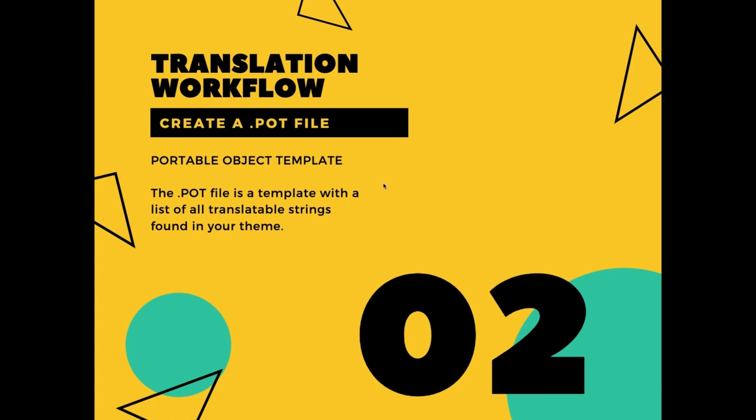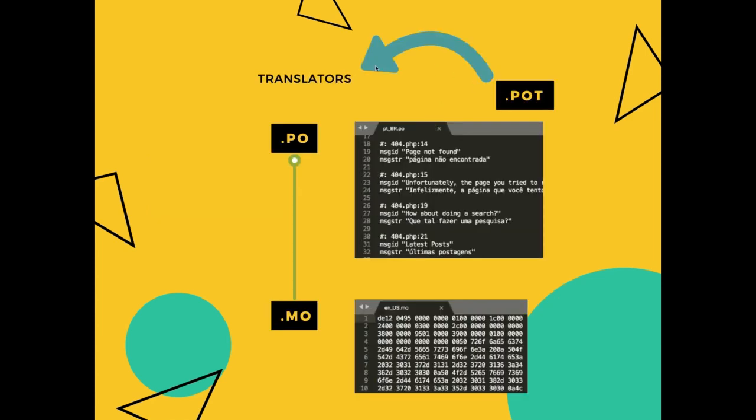Usually, this file, this template, is sent to the translators. And from it, the translator generates a file with the PO extension. And having this file in hand, the translator, or you, the developer, can generate another file with the MO extension. These two files are the ones that eventually contain all the translations.